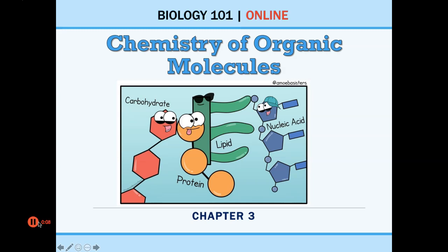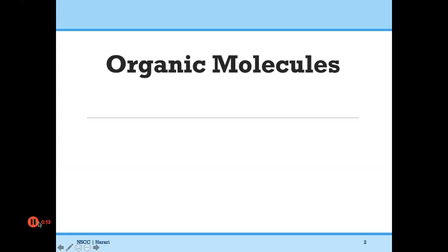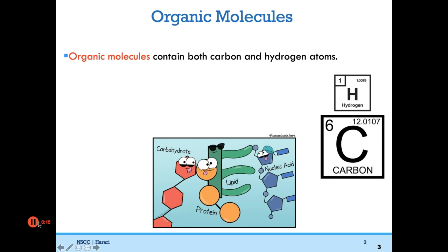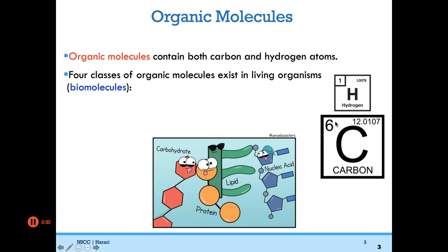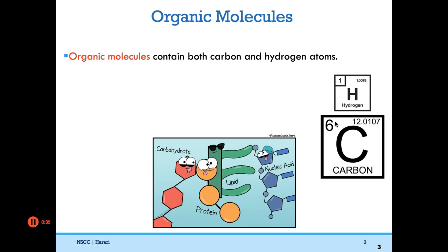Today we'll be discussing Chapter 3, The Chemistry of Organic Molecules. So what is an organic molecule? It's actually a very simple definition. An organic molecule contains both carbon and hydrogen, and these are two of the 92 elements that naturally occur on planet Earth. And if a molecule has carbon and hydrogen, we call it an organic molecule. If you take organic chemistry, you'll study molecules that have carbon and hydrogen.